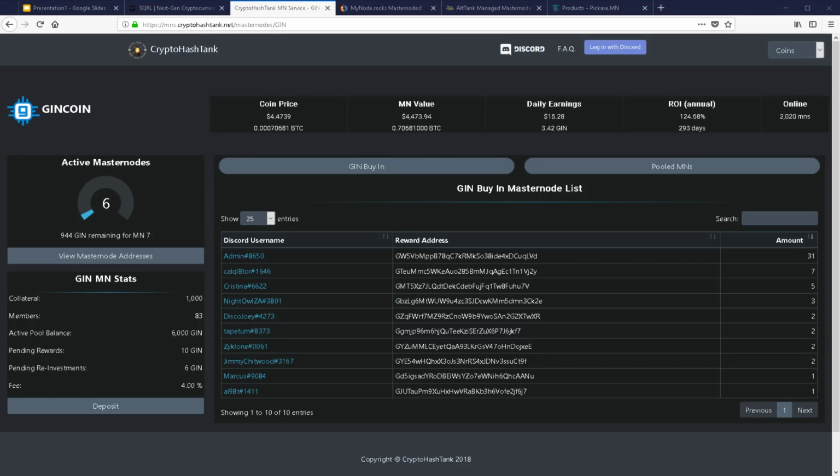Yep. I think Jin was one of the first as far as the way they handle masternodes. I think they influenced a lot of coins, because I saw a lot of coins being launched on Bitcoin Talk, and every time a new coin was launched, they would say, oh, that's just a Jin copy, or that's just a Jin imitation. But looking at that one in Crypto Hash Tank, they've got 6 masternodes for that as well.